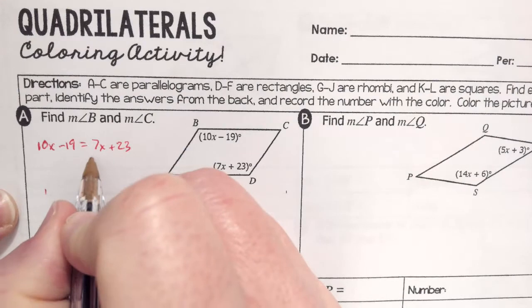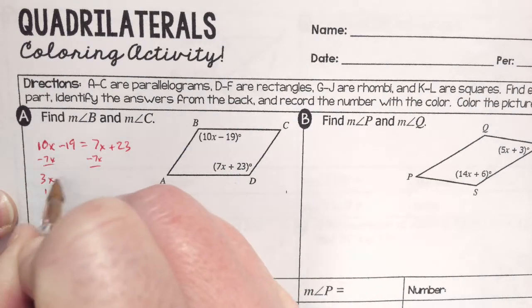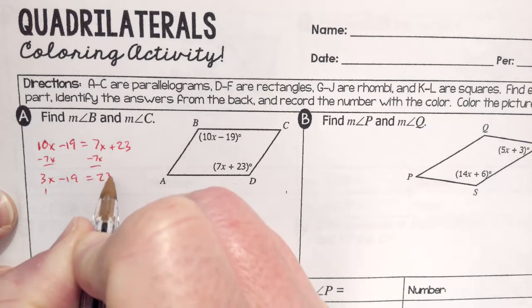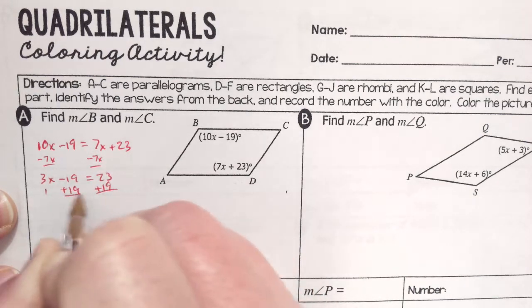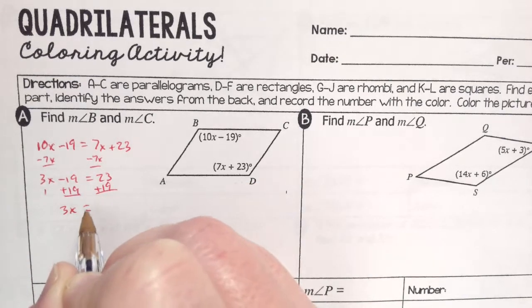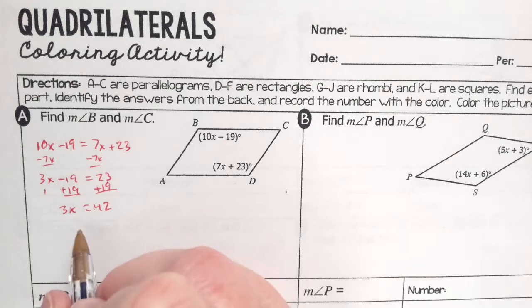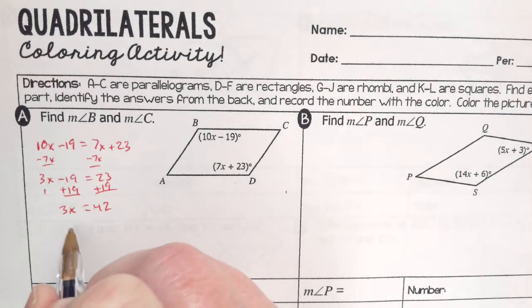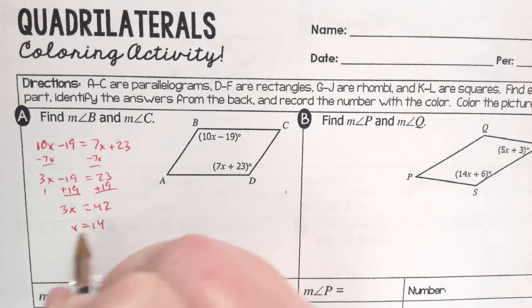Subtract 7x from both sides. We get 3x minus 19 equals 23. Add 19 to both sides, and we get 3x is equal to 42. I'm just double checking that in my calculator, 23 plus 19. Yes. Then we're going to divide both sides by 3, and we would get x is equal to 14.